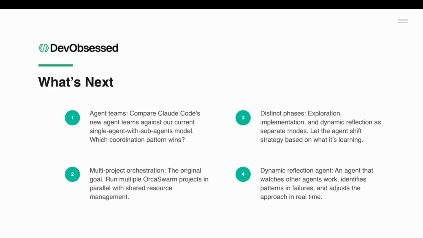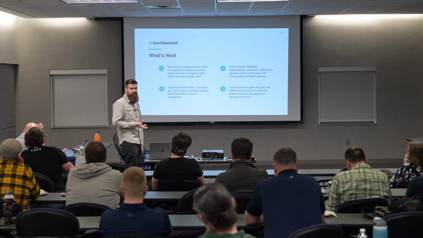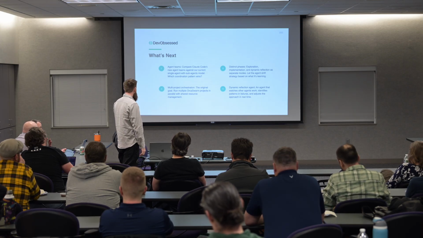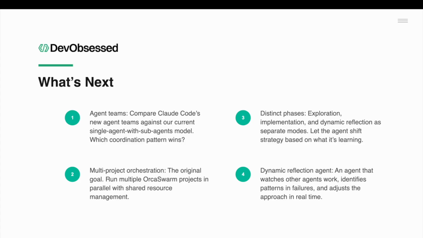I looked at their mailbox system where the agent members could actually communicate with each other, and they were saying dumb stuff, like it wasn't helpful at all. So I think they're working through that. Multi-project orchestration, distinct phases, and the dynamic reflection agent. This one's been really cool.